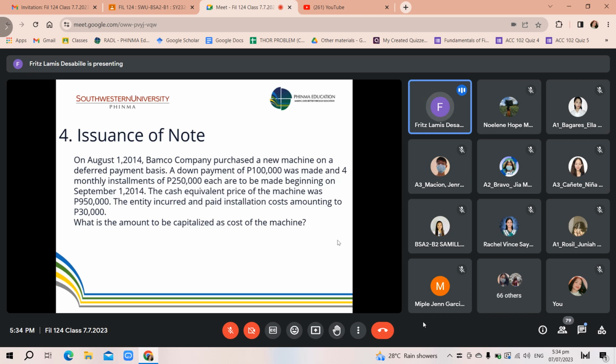Now the entity incurred additional installation cost which amounts to 30,000 pesos. Okay. Now, continuing on, from what we have discussed last time, to purchase the PPE or the machine, we issued four 250,000 notes. So the total, 4 times 250, is a 1 million note, plus 100,000 down payment.